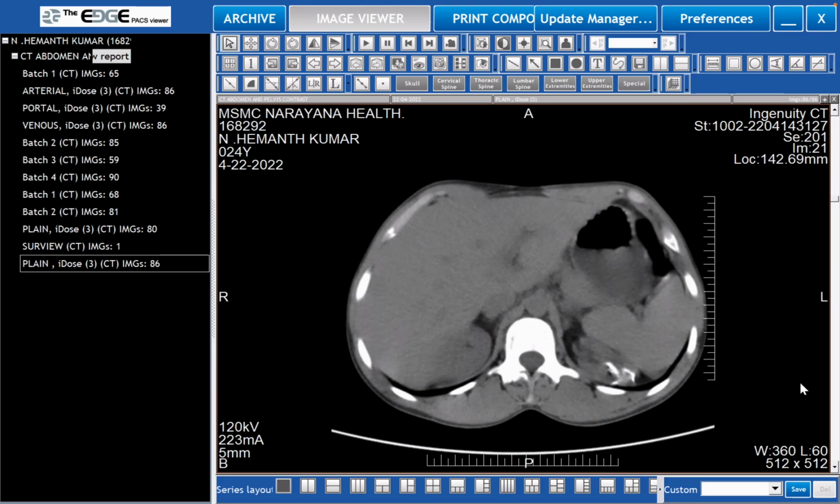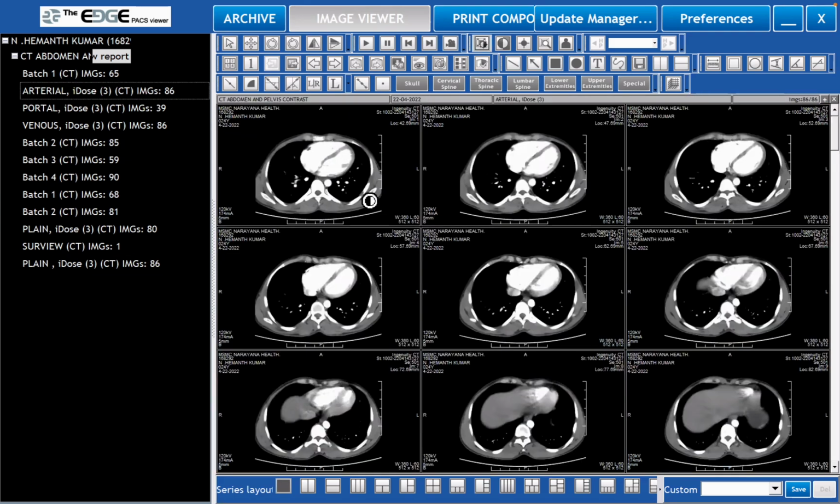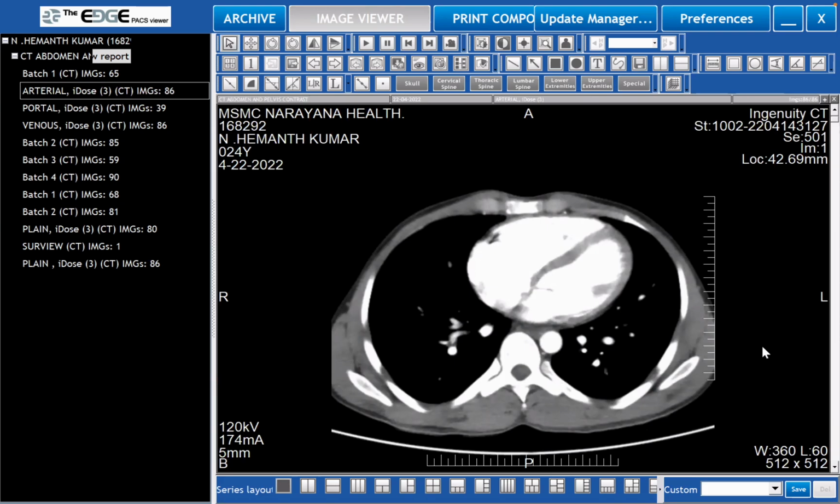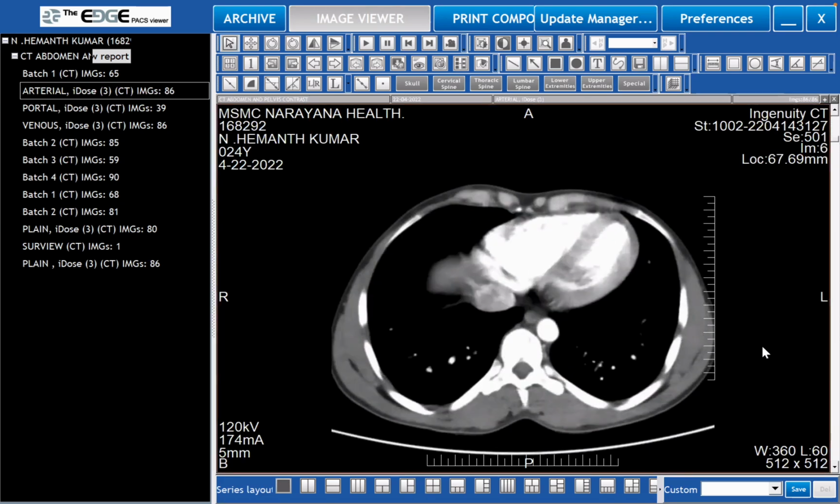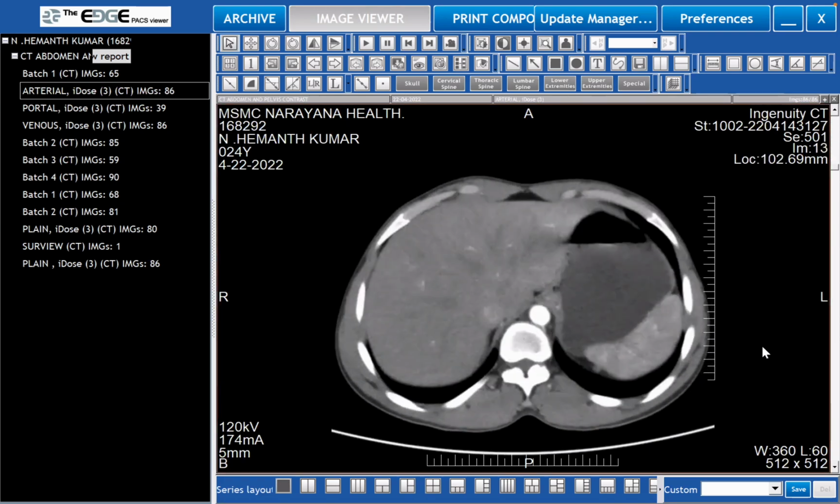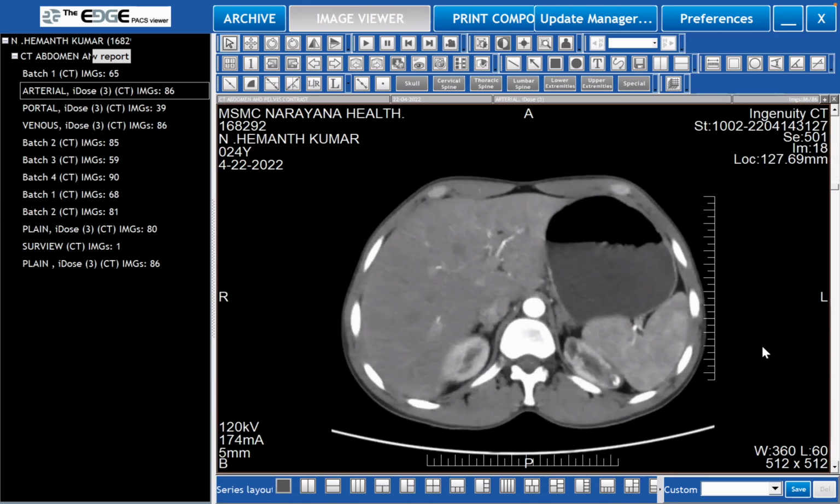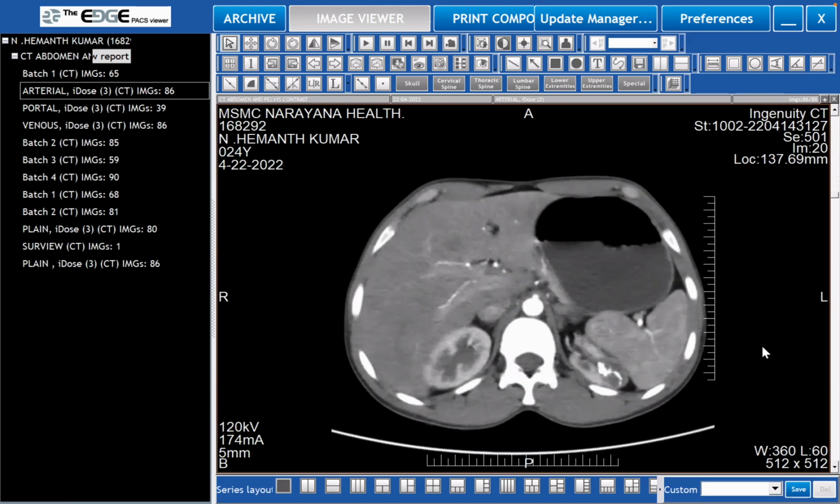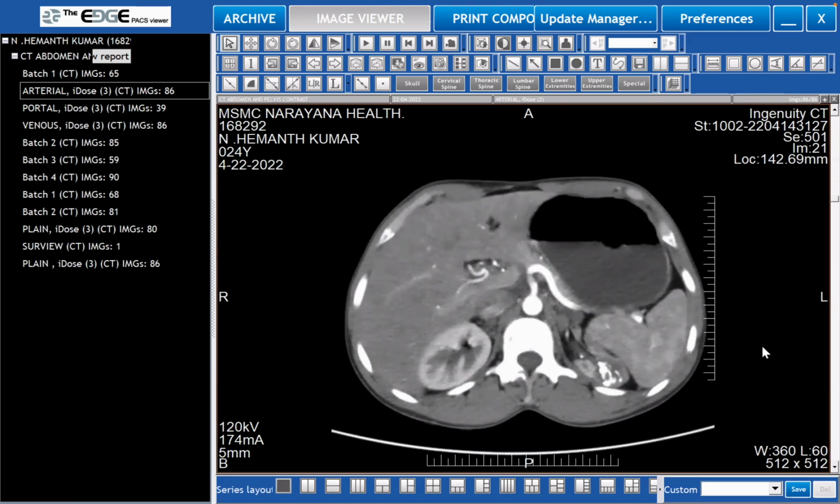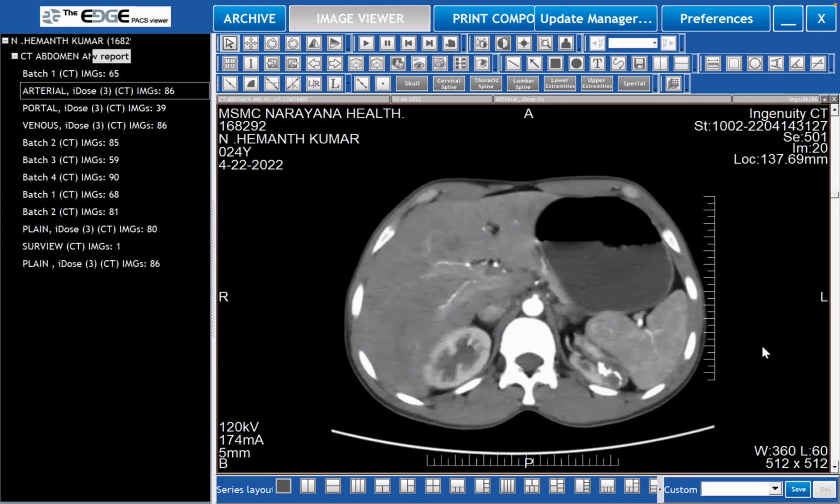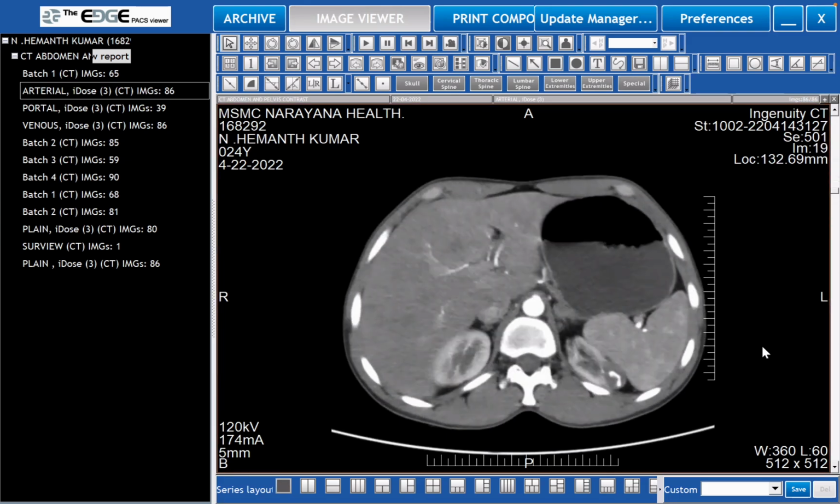Sir, contrast images we can go. No, hold it. Just go back. Scroll frame by frame. Okay, now look at this and comment on this.